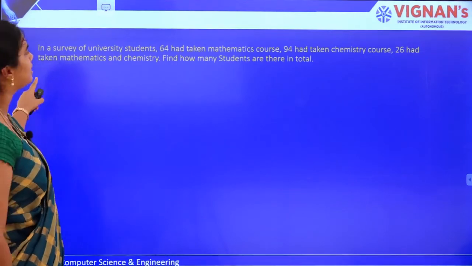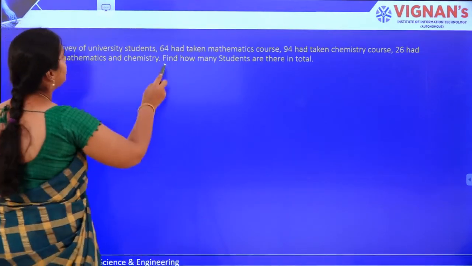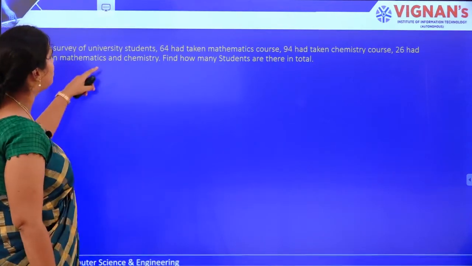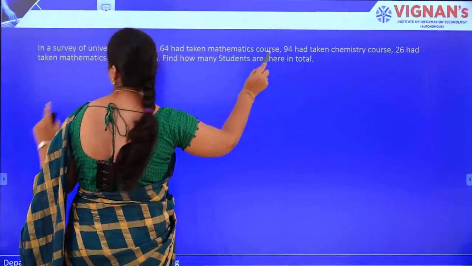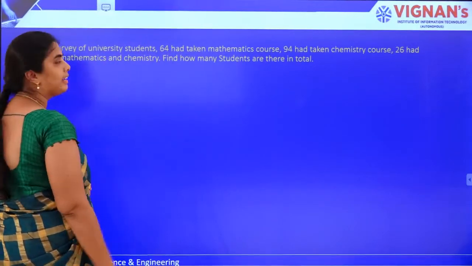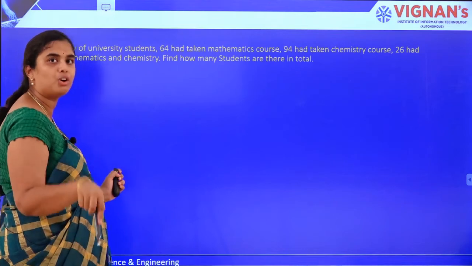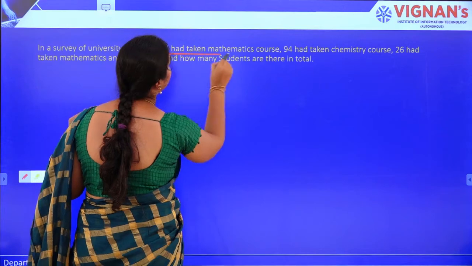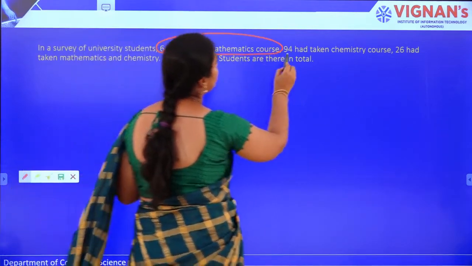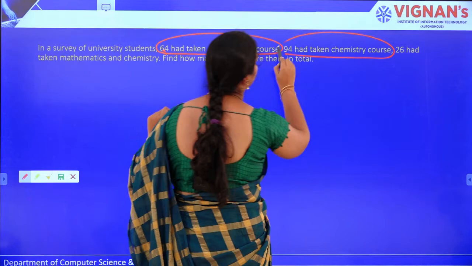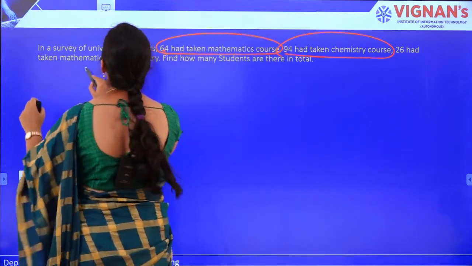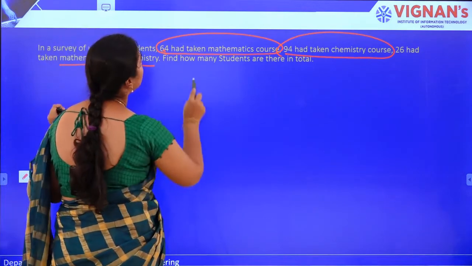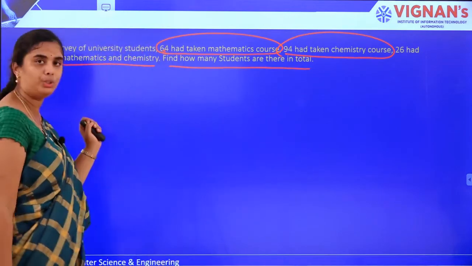This is the last example of this type. See, in a survey of university students, 64 had taken mathematics course. Now you all have joined BTech, right? So you have opted some course and joined in this class, right? So suppose 64 students have taken the mathematics course, 94 had taken the chemistry course and 26 had taken mathematics and chemistry course. And we are supposed to find how many students there are in total.